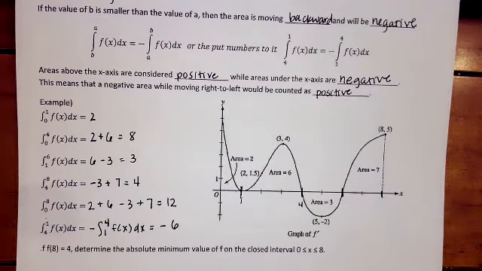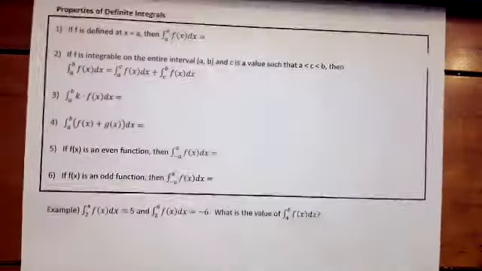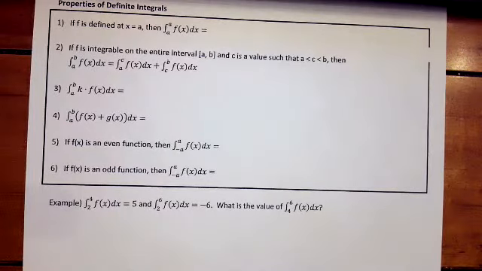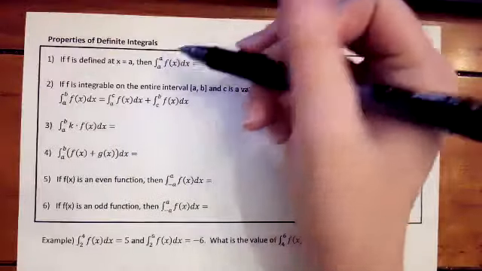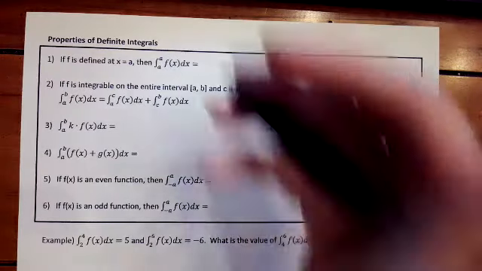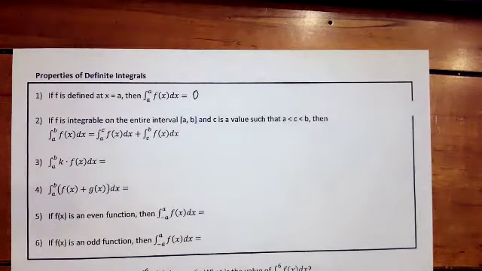We're going to skip this little piece at the bottom, not important. But we do want to talk about the properties of the definite integral. If f is defined at a, and we move from a to a, meaning we have not moved any area at all, we can't have any area, so it must be 0.